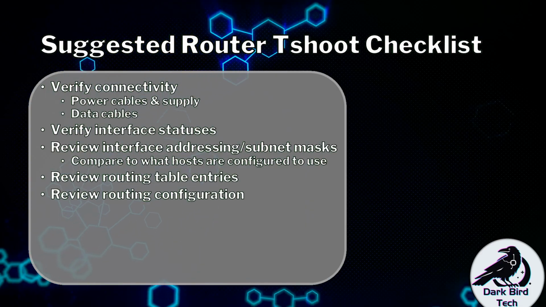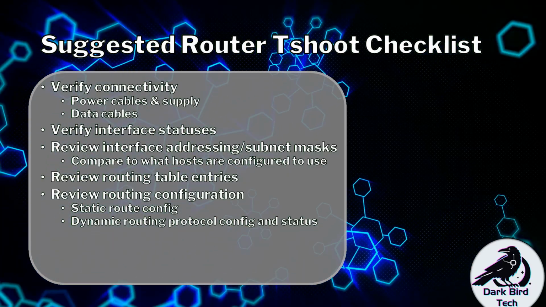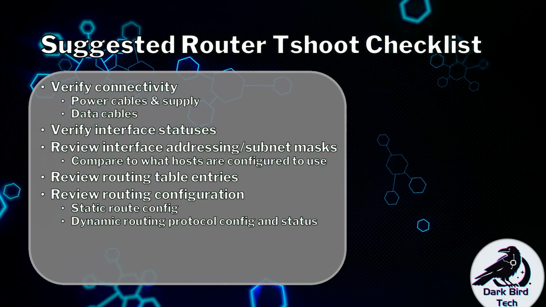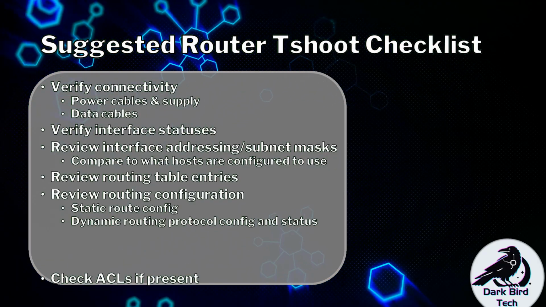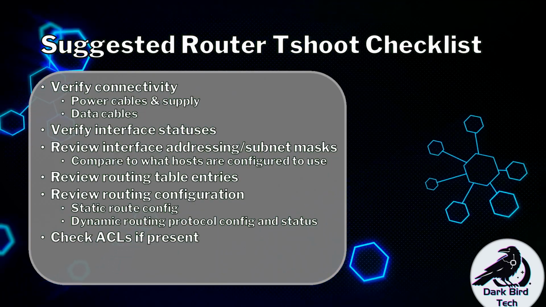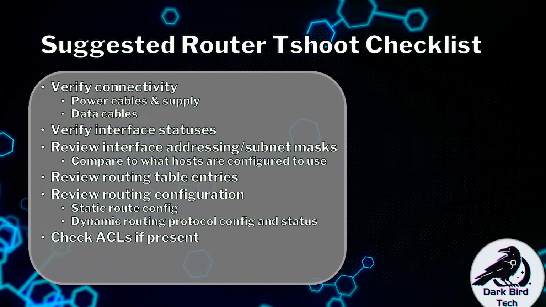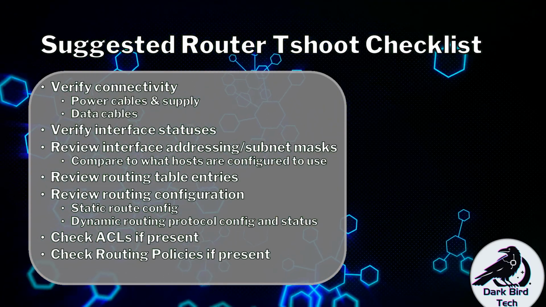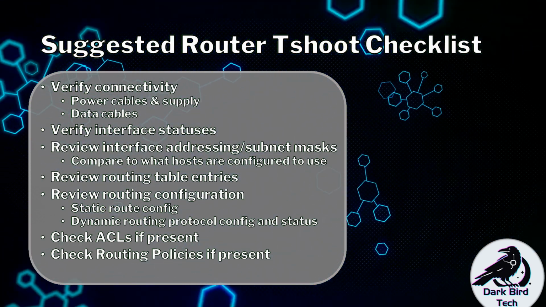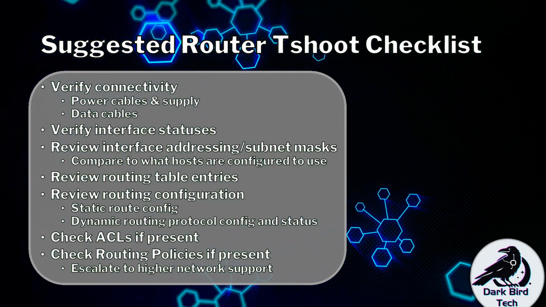Then review the routing configuration, whether you've done static routing or dynamic routing. Check the config, and in the case of dynamic routing, check the status of the dynamic routing protocol that you are using. And check to see if access control lists are present, and then obviously go and check the access control list to see if that might be causing a problem with the router forwarding certain traffic or all traffic. And also, same applies for a routing policy. Routing policies are closely related to ACLs, but they're normally a little bit more advanced, in which case then you escalate to a higher level of network support.